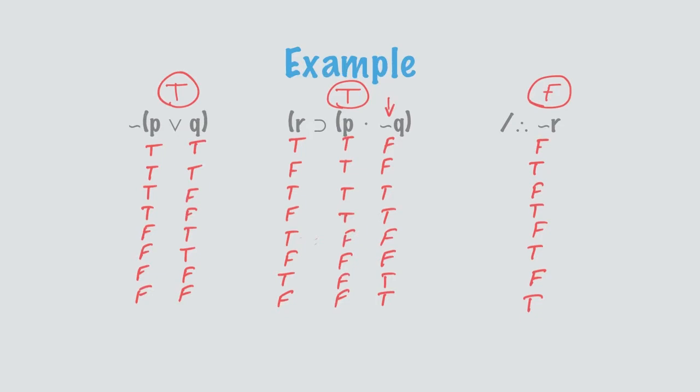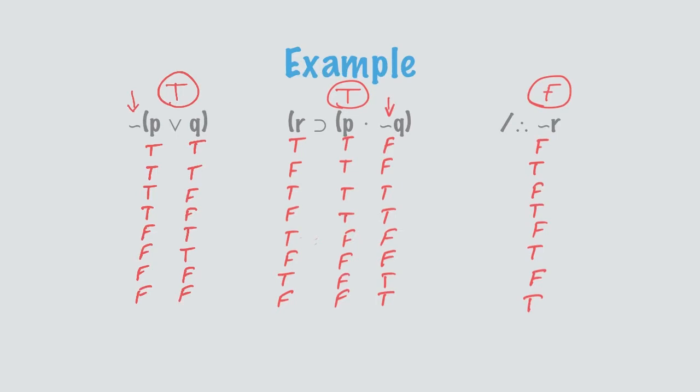Now, all I really have to do at this point is figure out what the main connective is and start by working from inside out. So, for example, in the first premise here, not the quantity P or Q. The first thing I'm going to note is that the main connective, the value for that statement, is under the negation. First, though, I have to do what's in parentheses, right? It's just like mathematics. You start with what's in parentheses and work your way out.